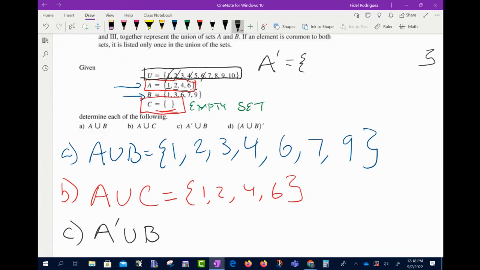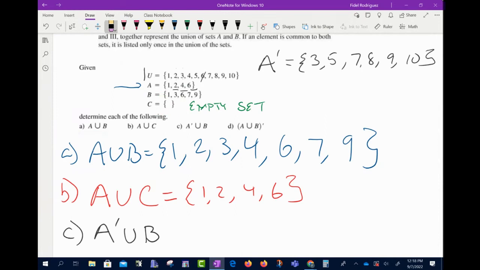So what numbers are we left with? 3, 5, 7, 8, 9, and 10, right? I'm using all the numbers except for 1, 2, 4, and 6. All right. Okay, so now, y'all, now that we have that part, I'm just going to clean some of this mess up here because there's a lot of mess here.